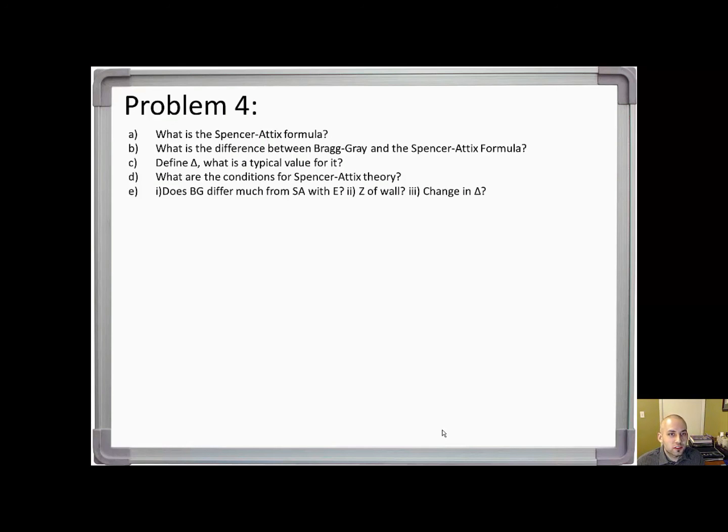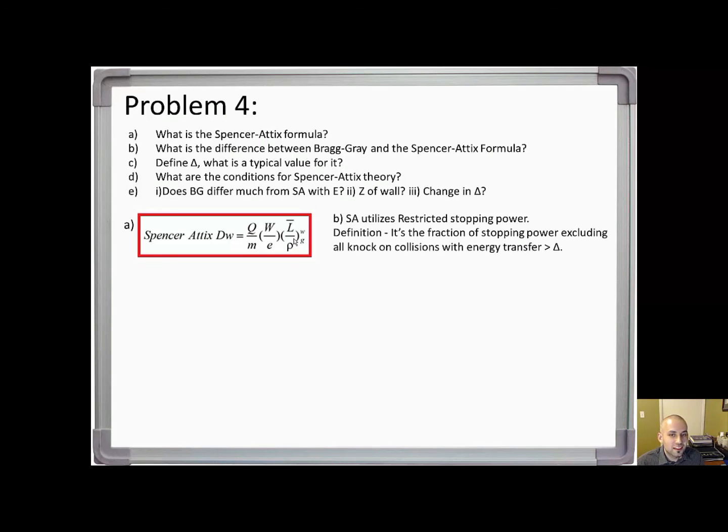Okay, so moving on to the next cavity theory formula, Spencer-Haddix. So what is the Spencer-Haddix formula? Q over M, W over E, which is the same, but in this case we're using the restricted stopping power. Part B, what's the difference between Bragg-Gray and Spencer-Haddix formula? It uses the restricted stopping power. The definition is it's the fraction of stopping power excluding all knock-on collisions with an energy transfer greater than delta.